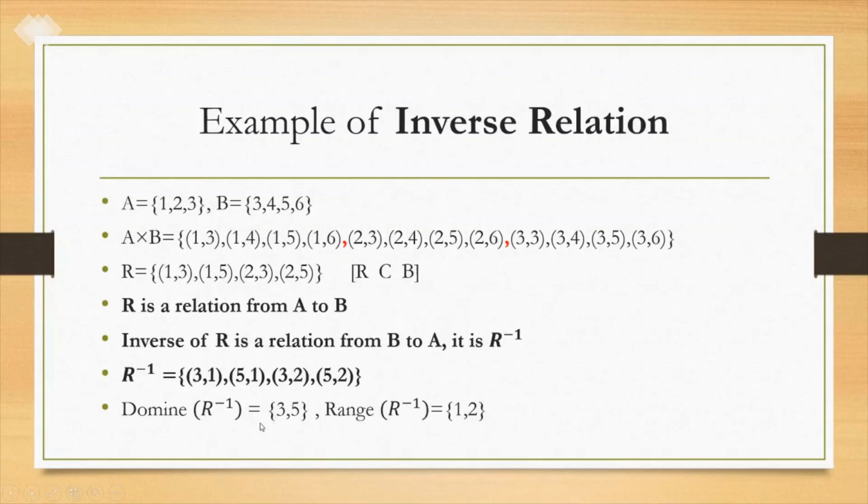And we can also see something. So domain of R inverse is {3, 5}, but what is {3, 5} actually according to R? {3, 5} is the range of R. So domain of R inverse is equal to {3, 5}, equal to range of R, and range of R inverse is equal to {1, 2}, which is nothing but the domain of R.